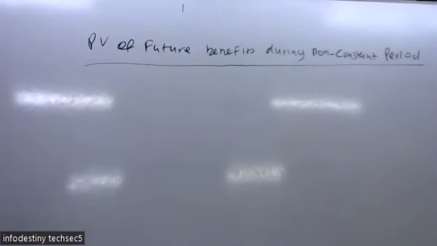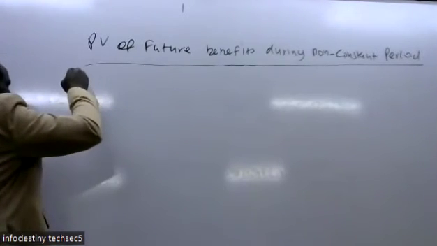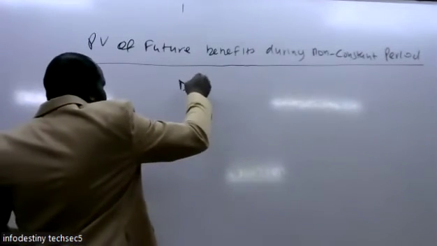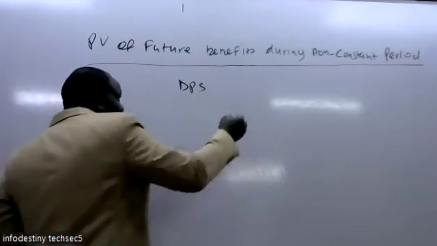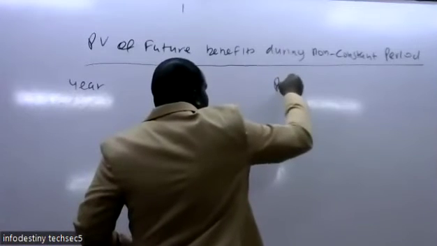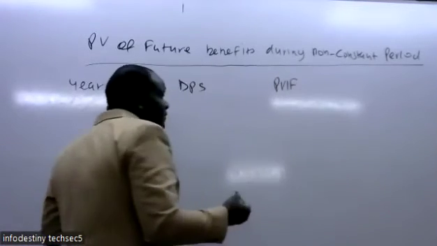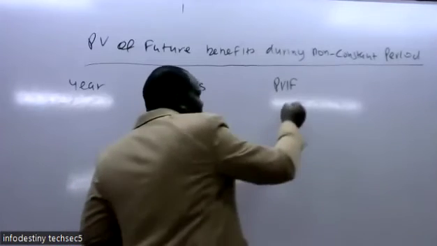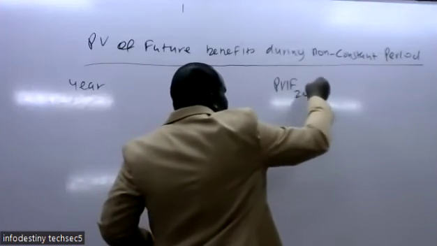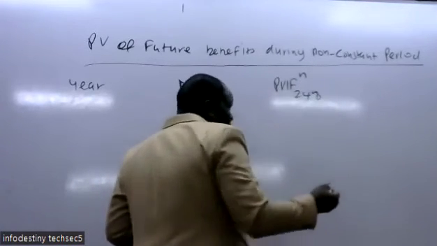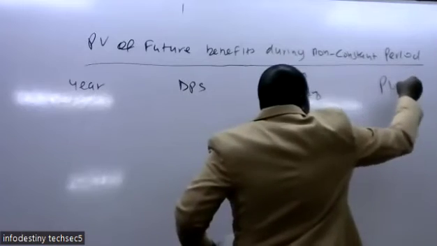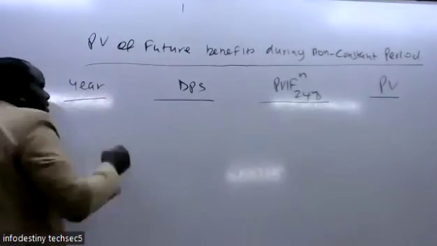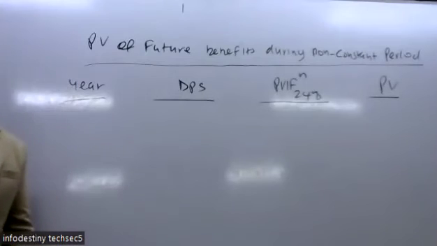So we shall have the year, then dividend per share, then the present value interest factor. The cost of capital is what you have just calculated, 24%. That is our discount rate. Then we get the present value for that.